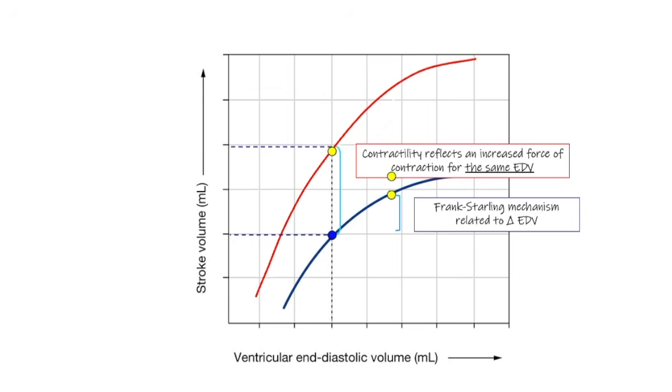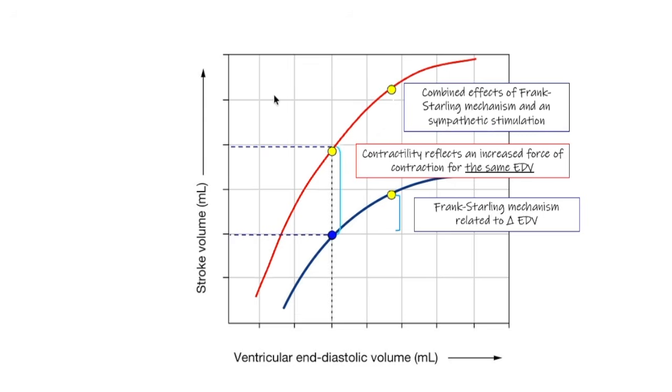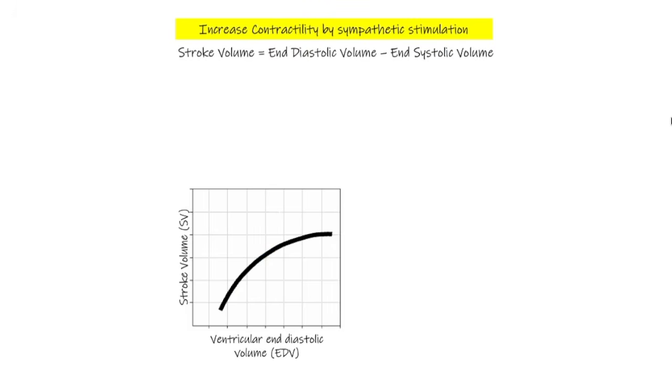Now what we'll see is that oftentimes in our body, these two things are happening together. So we'll see that both the effect of increasing end-diastolic volume and increasing contractility will give us a greater stroke volume. So increased contractility, again, is a function of sympathetic stimulation. Now there's a term that we can use that can help to give us a measure of contractility. And let's look at how we come up with that here.